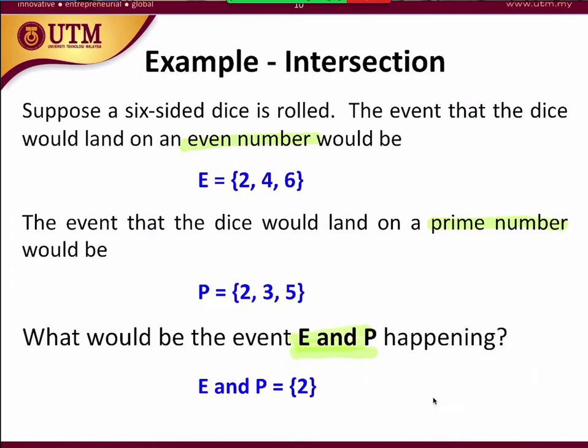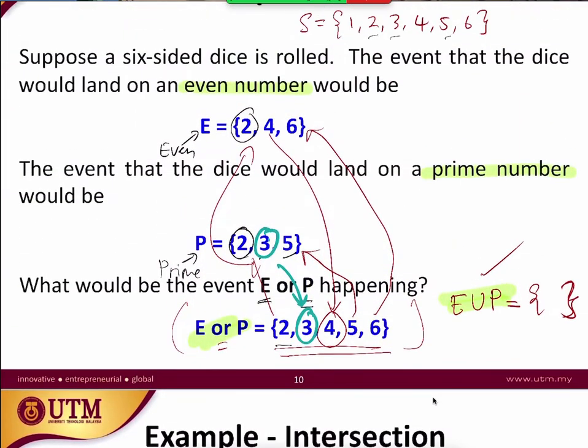Okay, so for this one we need to identify the event, and we need to find the outcome of the same event. Based on this, we see that we have only one event that is the same for even and prime, that is getting the number 2 on the dice. So this is what it means by intersect.